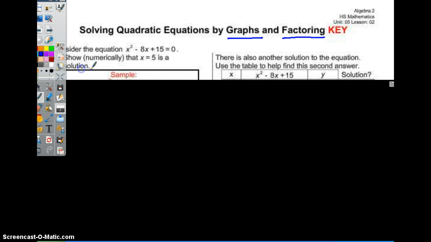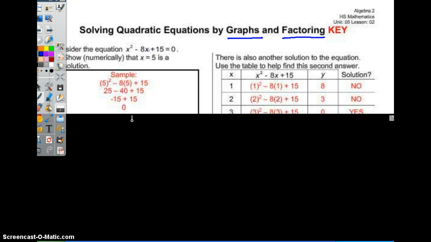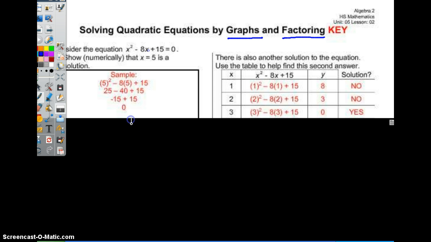Okay, as far as solutions go, basically we want to see if we plug in 5, will it give a true statement. So here's the work to show that. What I'd like you to do real quick is pause the video, copy this down, copy down these first 3 pieces of the chart, and then I will talk about those. So pause it and do that.